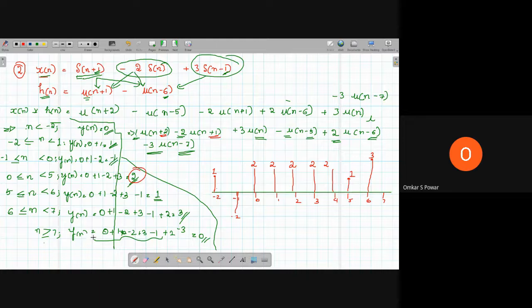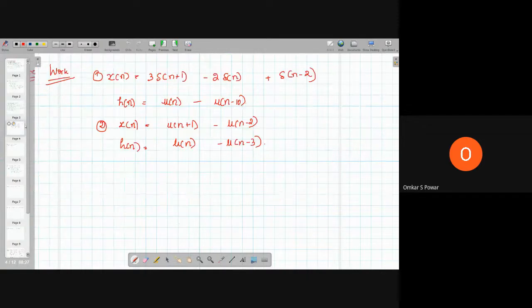Then for n greater than 7, its value is 0. Because n is less than 7, not equal to 7, the value will be 3 here. So understanding the mathematical expression is also very important to plot this one. So this is how you plot. So we have solved this one.